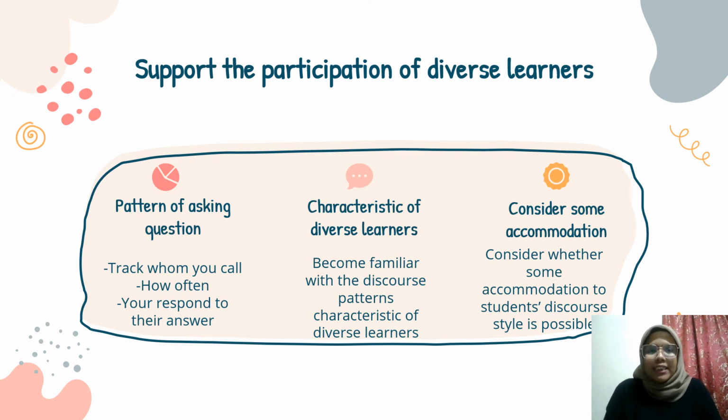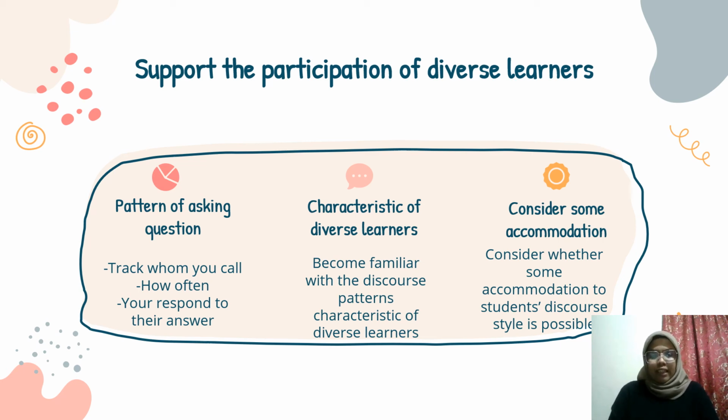Okay, the last way is giving support to the participation of diverse learners. So as we know, in a classroom we will have different types of learners, right? So we as teachers should be aware of the diverse learners in the classroom. So number one is the pattern of asking questions. So the teacher must track which student is being called, how often you call the student, and how often the student is involved in the classroom in participating in answering questions or games, and then how we respond to their answers.